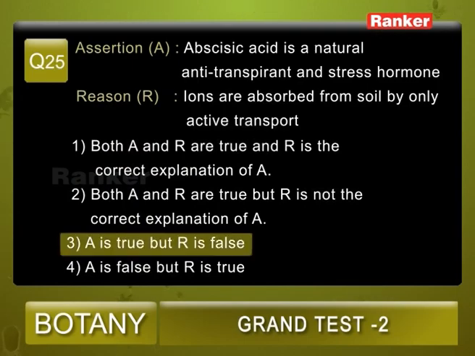So question number 25, A is true and R is false. Question number 25, the correct answer is 3.